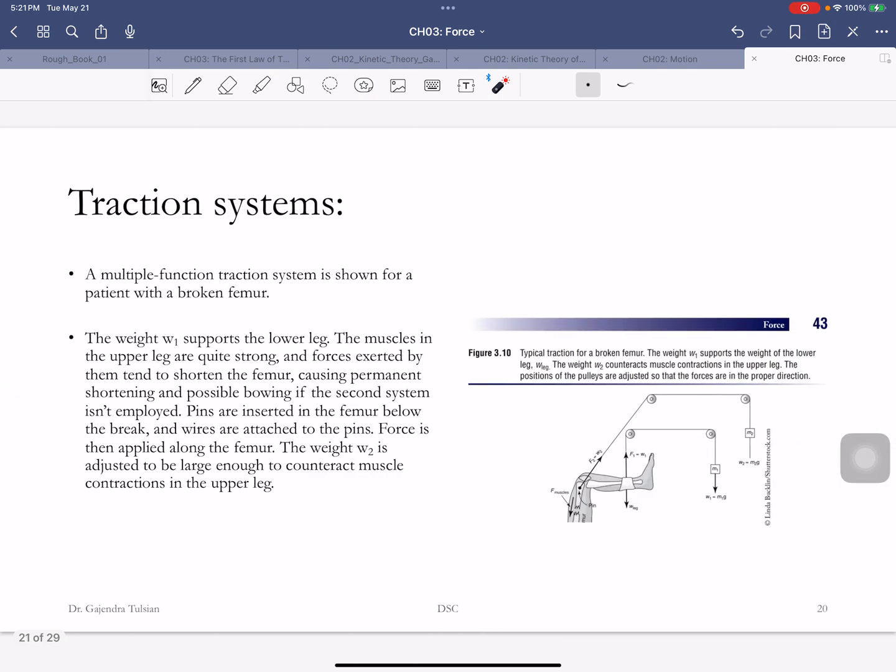Here's another multi-function traction system. So here is a broken bone, a broken femur, and the muscle, remember, will contract and will bring these bones against each other, and they won't heal properly. So you want to prevent the muscle from contracting and not letting the bones heal properly. What this system does is, this part holds the lower leg, supporting the weight of the lower leg, and the tension in this wire is pulling on this. Here are two screws attached to this bone, and it's pulling on that, so it's working against that contracting muscle, and so this bone can heal properly. So here's a traction system which will aid in healing.